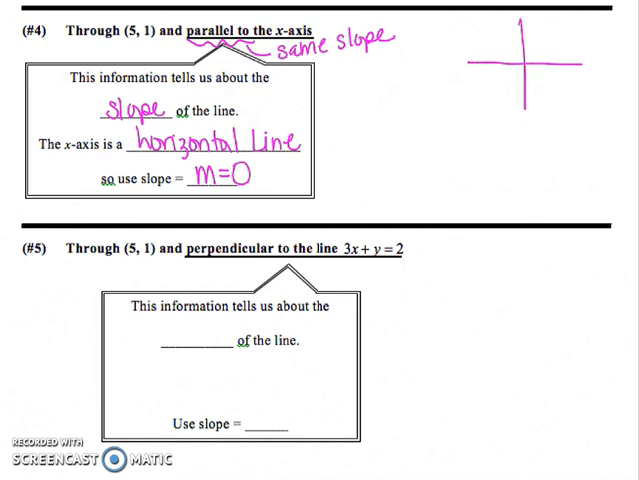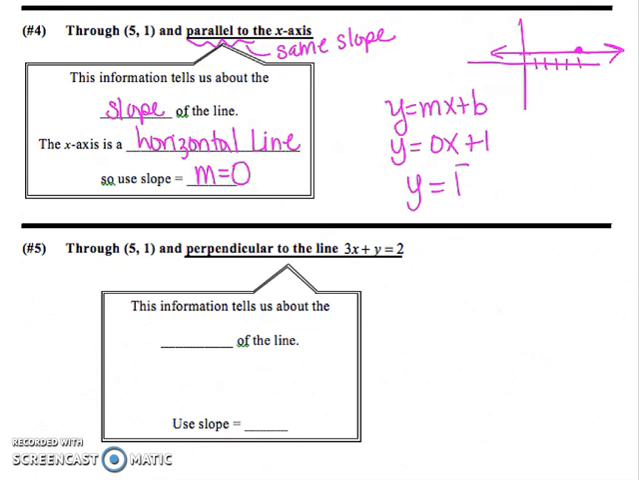Okay, so we can make a little picture over here. Our line is passing through the point (5, 1), and it's parallel to the x-axis. So we're trying to find the equation of that line right there. We can write down y equals mx plus b, but again, our slope is 0. Our y-intercept, though, we know is positive 1. So this just ends up being y equals 1. Horizontal line parallel to the x-axis.